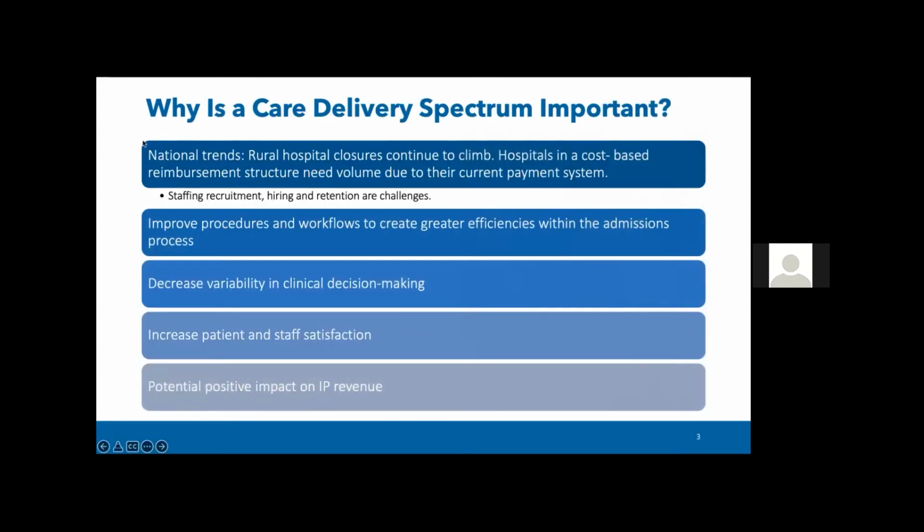So why is developing a care delivery spectrum important? Well, in the healthcare landscape, there's the continuation of rural hospital closures. There's also declining inpatient admissions and volume. At the same time, there's the challenge of staffing and staff shortages, and staffing may be constraining your ability to grow. So there are certainly lots of things going on from a volume perspective out in the market.